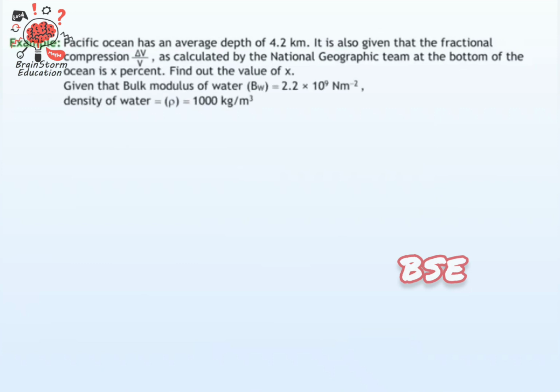Example 9.5. The Pacific Ocean has an average depth of 4.2 kilometers. It is also given that the fractional compression delta V by V, as calculated by the National Geographic team at the bottom of the ocean, is X%. Find out the value of X. Given that bulk modulus of water, BW, equals 2.2 into 10 raised to 9 newtons per meter square, density of water, rho, equals 1000 kilograms per meter cube.